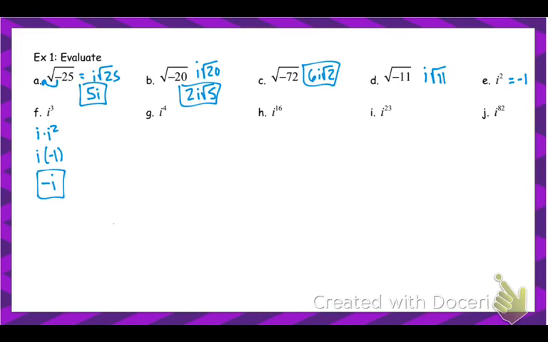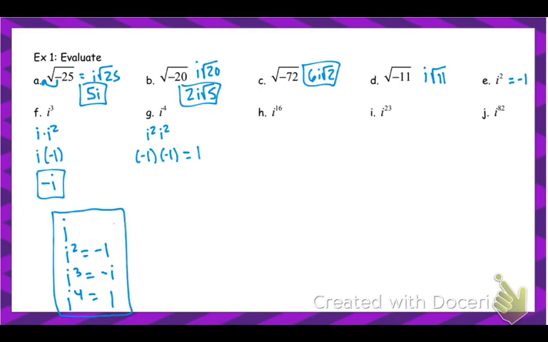All right, let's look at i to the fourth. Using exponent properties, it is i squared times i squared. Well, i squared is negative 1, and negative 1 times negative 1 is 1. So what this tells us is that i to the first is i, i squared is negative 1, i to the third is negative i, and i to the fourth is 1.